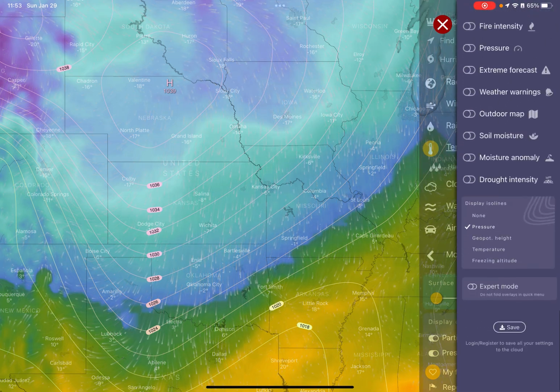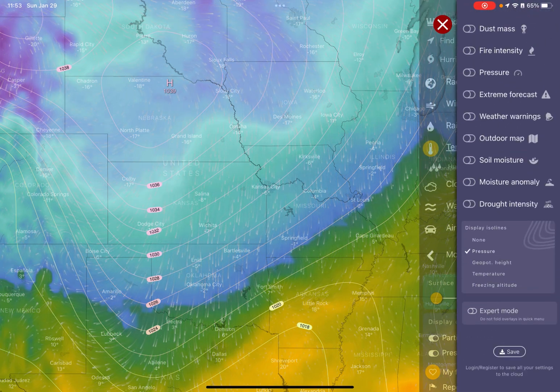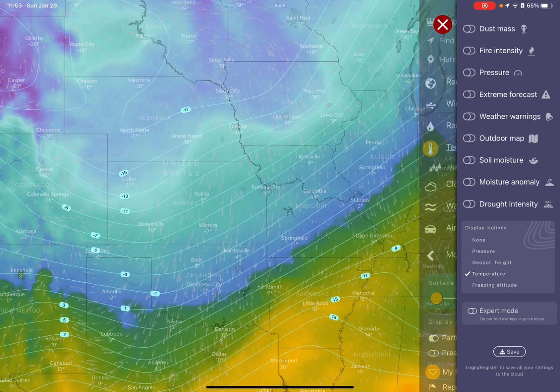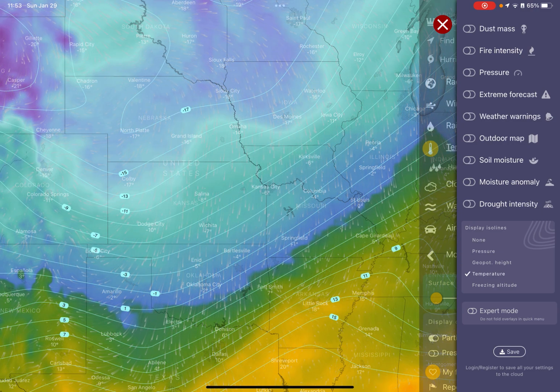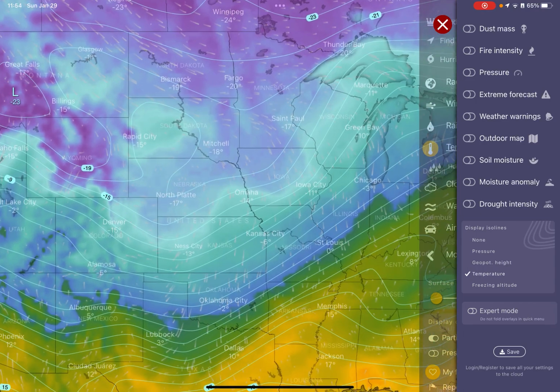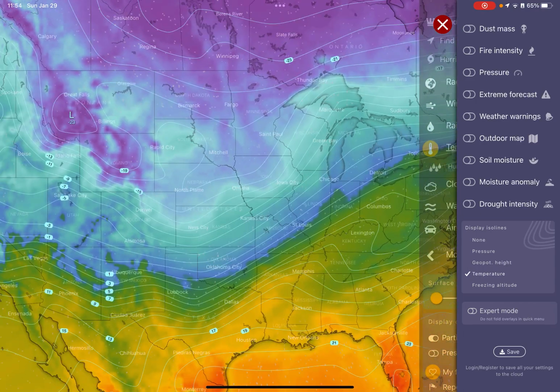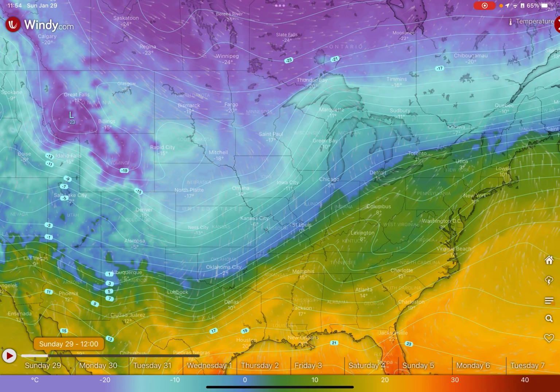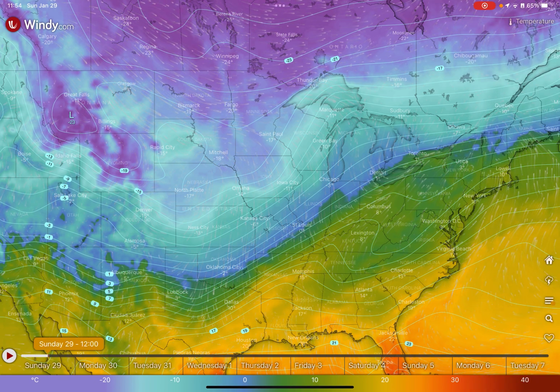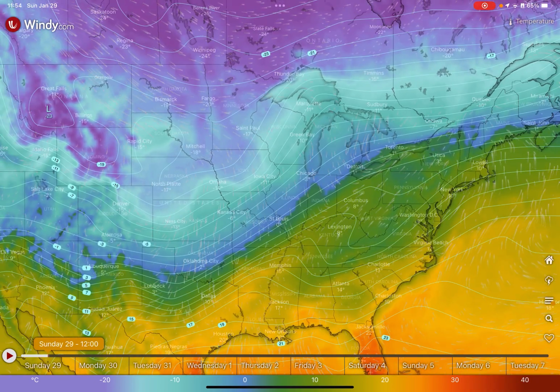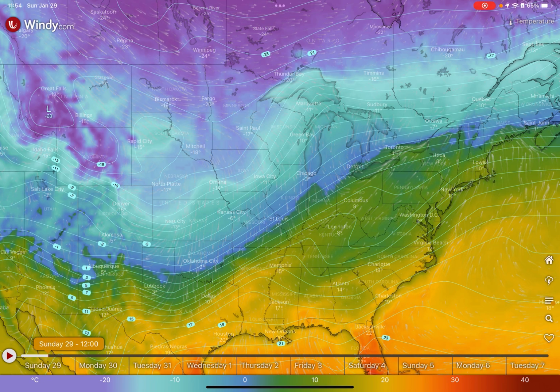And then I'm pretty sure I can scroll down to display isolines, right? We can select temperature, right? So these are the temperatures of the United States. This is a temperature map of the United States, and the isolines represent the temperature. So I'm pretty sure it's in Celsius, as you can see at the bottom left corner.